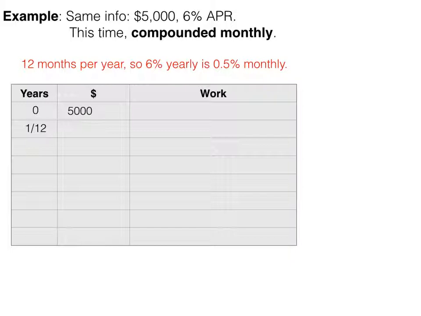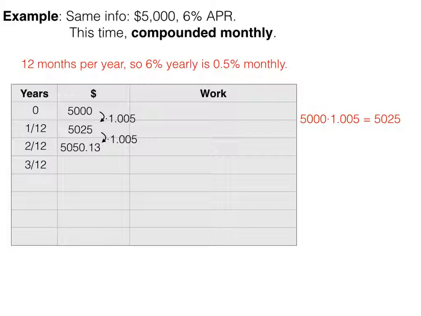When we have 0 years, we still have our $5,000. Now after 1/12 of a year, right, because 1/12 of a year is a month, which is when we're compounding our interest. So after 1/12 of a year, we have 5,000 times 1.005, which is $5,025. After 2/12 of a year, 2 months, we have to multiply by 1.005 again, because again we get that 0.5% interest every month. So that becomes $5,050.13.